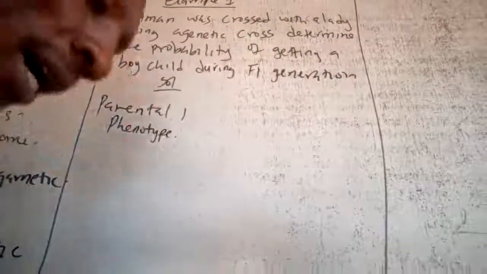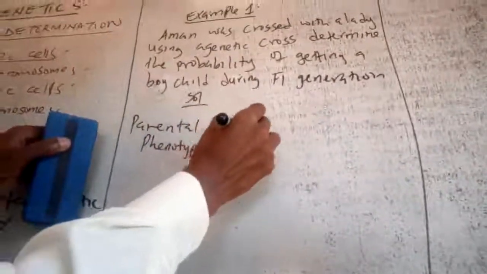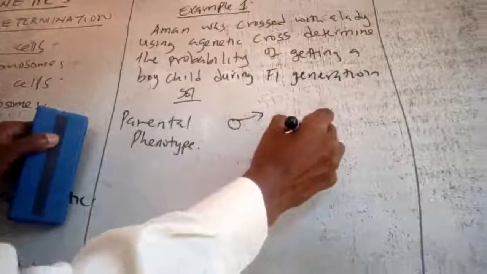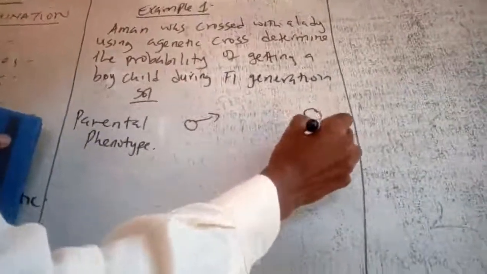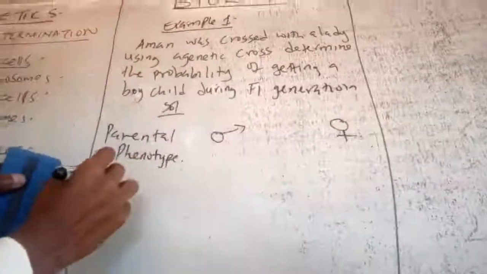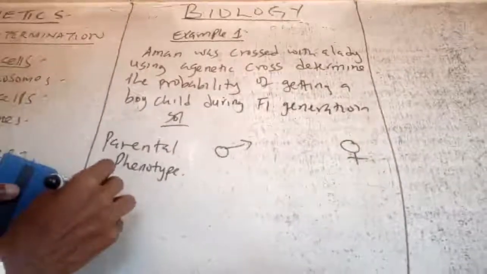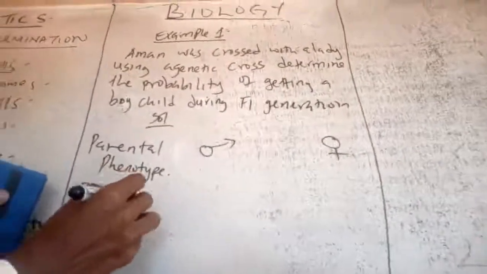Parental phenotype. As far as parental phenotype is concerned, we have a male here, and here I have a female. Those are the letters. What about the parental genotype?